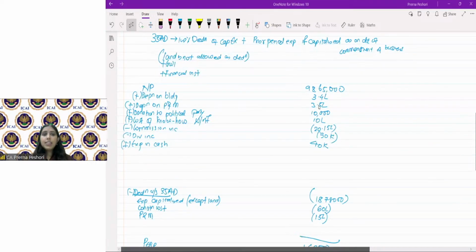Viraj, it is 98 lakh 65,000 net profit and not 96 lakh. And then it is not 30,000, it is 50,000. Dividend income is 50,000. And plus 40,000 expenditure in cash, not 10,000. So I've written it on screen, you can verify. Janvi, so you are saying that business loss brought forward can be set off against the other income? Yes, Janvi.